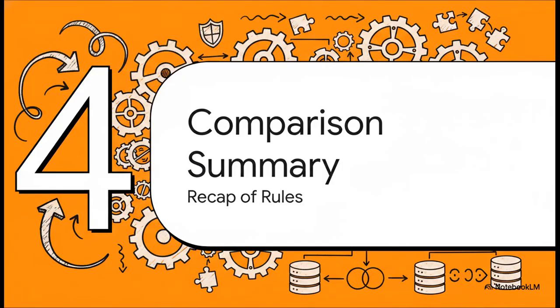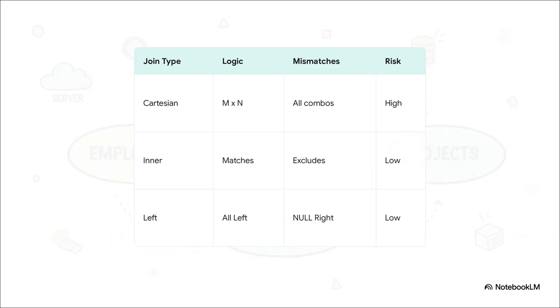All right, we've covered a lot of ground today. Let's pull this all together in Section 4. Join comparison summary, recap of rules. Recapping our journey, we started with the Cartesian join. The row count logic there is m times n, showing all possible permutations. Its risk level is extremely high, critical really, because it can totally overwhelm a system.